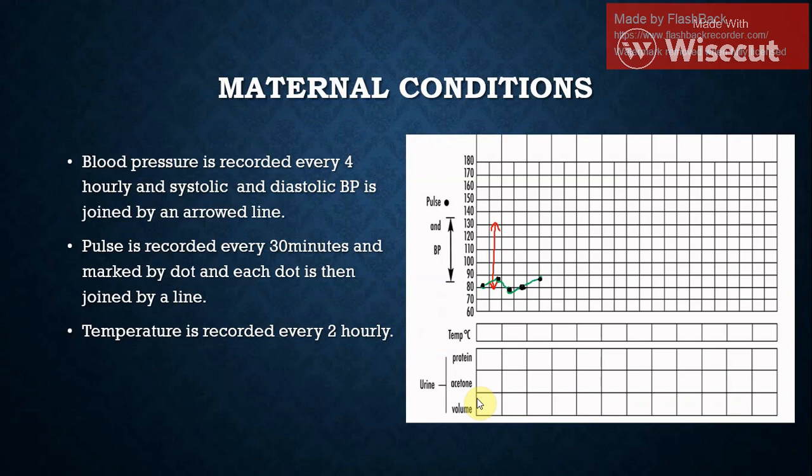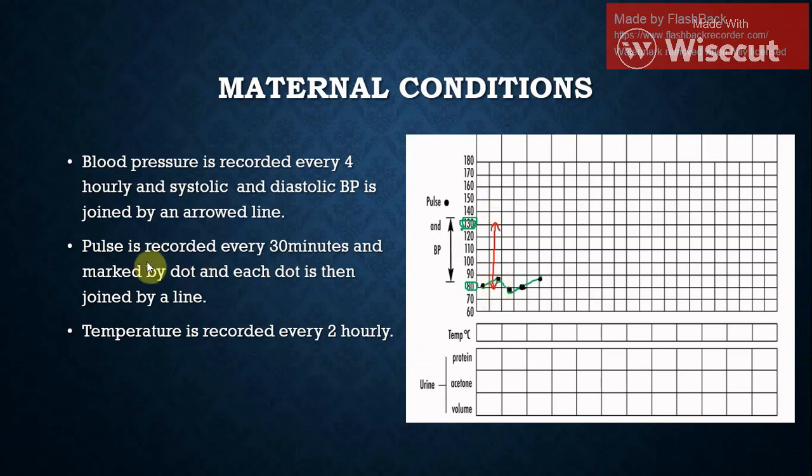Coming on to the maternal conditions. This section represents the maternal conditions, and it mostly comprises the maternal vital signs. The maternal blood pressure is recorded every 4 hourly, and the systolic and diastolic blood pressure is joined by an arrowed line. Here, as we can see, the maternal blood pressure is around 130/80. We have an arrowed line joining 130 systolic blood pressure and 80 diastolic blood pressure. So we represent the blood pressure with an arrowed line. We draw an arrow between the systolic and the diastolic blood pressure, right?